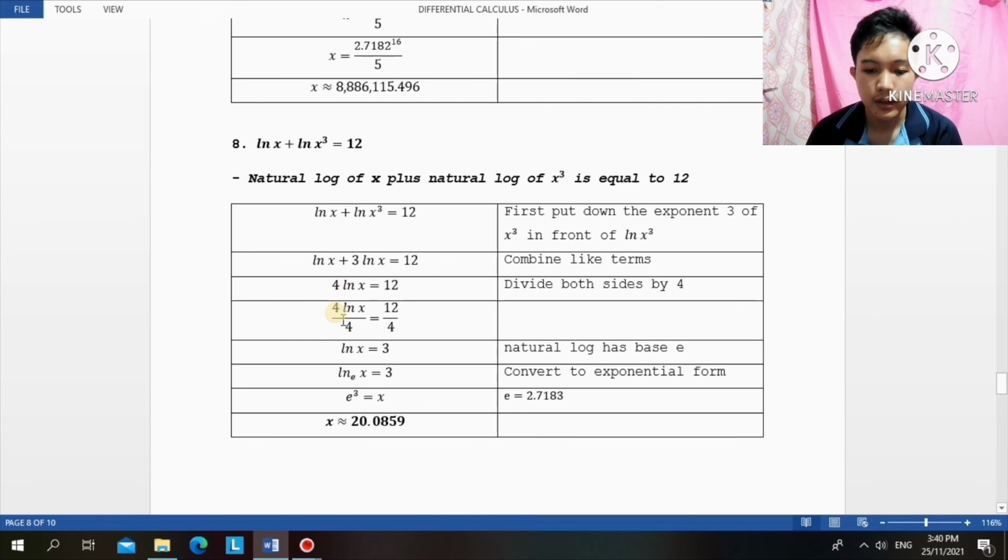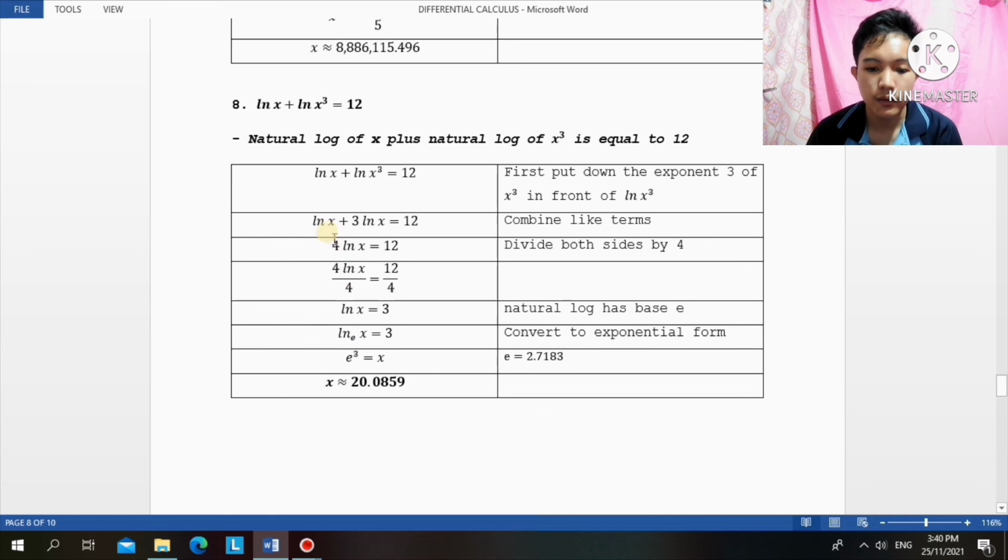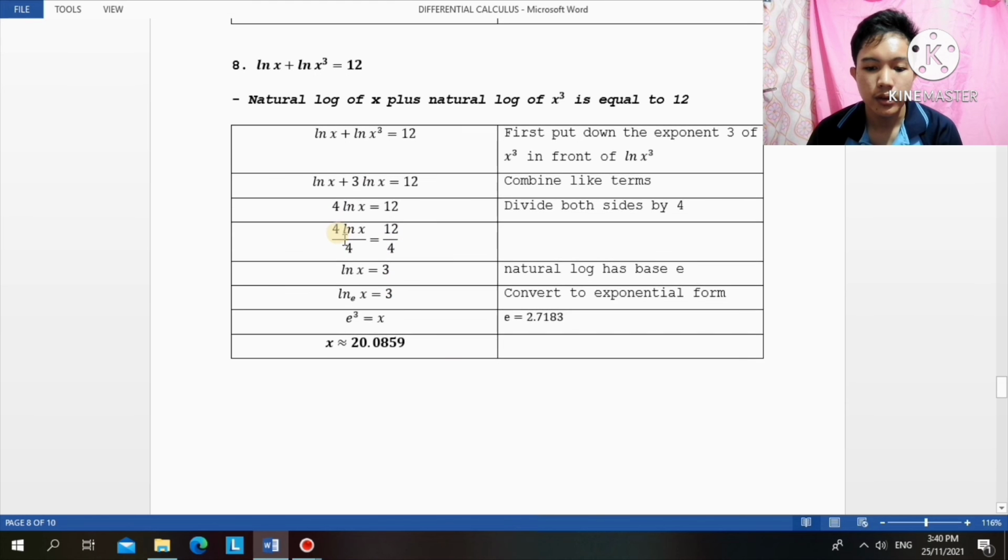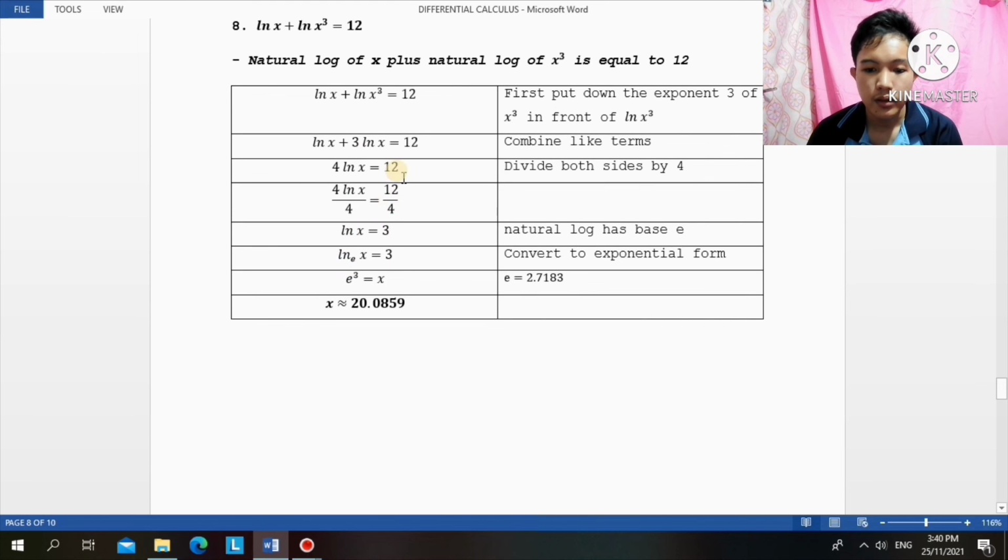So to get the value of x, or to convert to exponential form, divide both sides by 4 to cancel out the 4. So 4 natural log of x over 4 is equal to 12 over 4. So 12 over 4 is equal to 3. So ln of x is equal to 3.